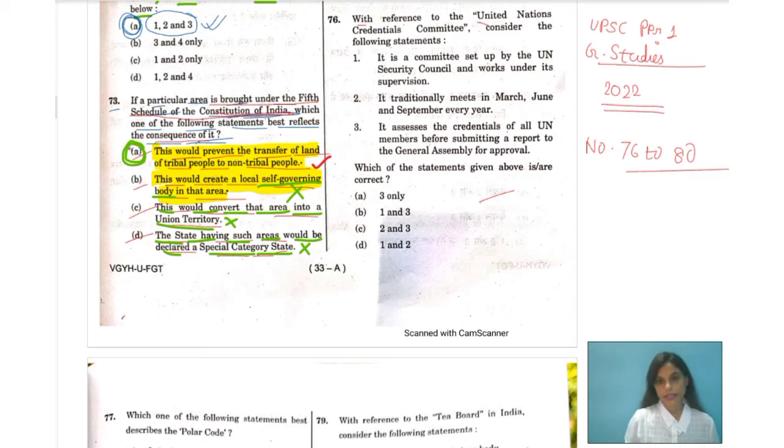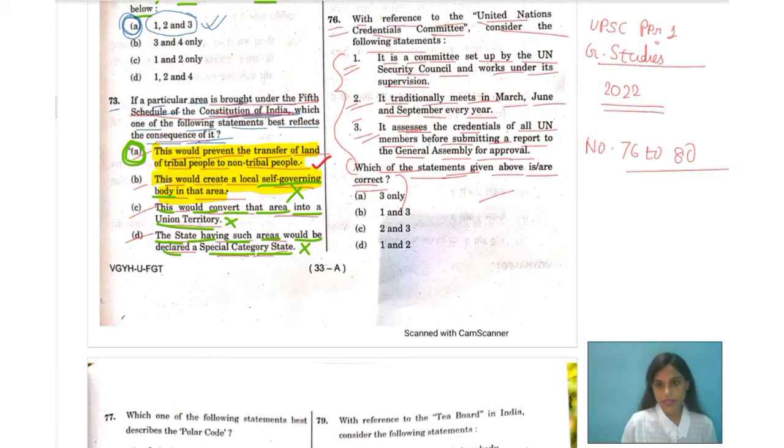Okay. Let's start with question number 76, which says, with reference to the United Nations Credentials Committee, consider the following statements. Number 1 says it is a committee which is set up by the UN Security Council and works under its supervision. Number 2 says it traditionally meets in March, June, and September every year. Number 3 says it assesses the credentials of all the UN members before submitting a report to the General Assembly for approval. The main question is which of the statements given above is or are correct. So we need to consider from these 3 statements which of these are correct.